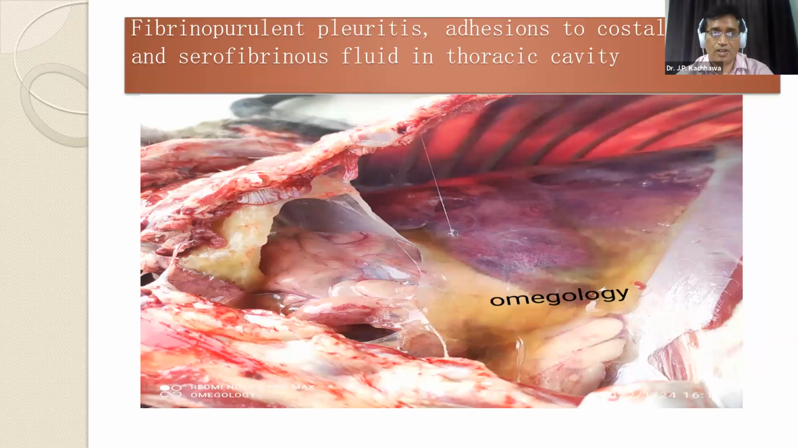This photograph is showing the fibrinopurulent part, and here we can observe adhesions that are attached to the intercostal muscles of the thoracic cavity. These are the adhesions, and this is the lungs. The lungs have become congested, and some necrotic part you can also see. Here is the accumulation of extracellular fluid in the thoracic cavity.